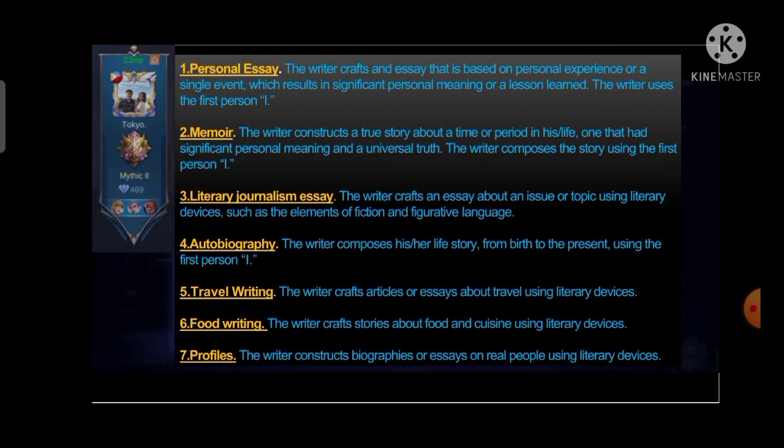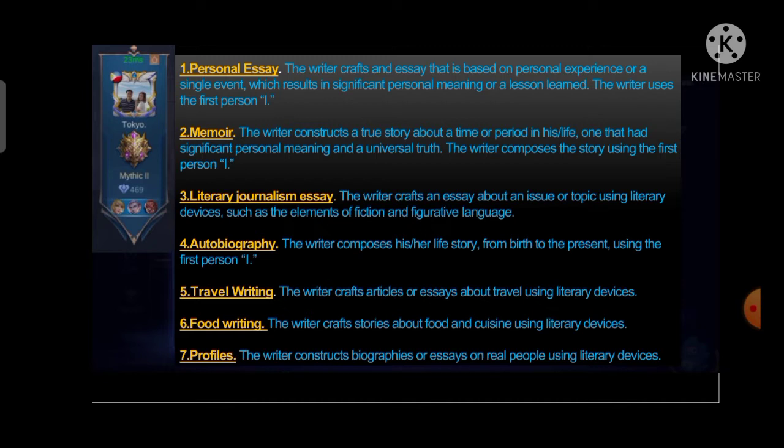And the seventh is profiles. The writer constructs biographies or essays on real people using literary devices. Also, the writer conveys an interpretation or perspective, and it introduces unusual professions, hobbies, and also personalities.